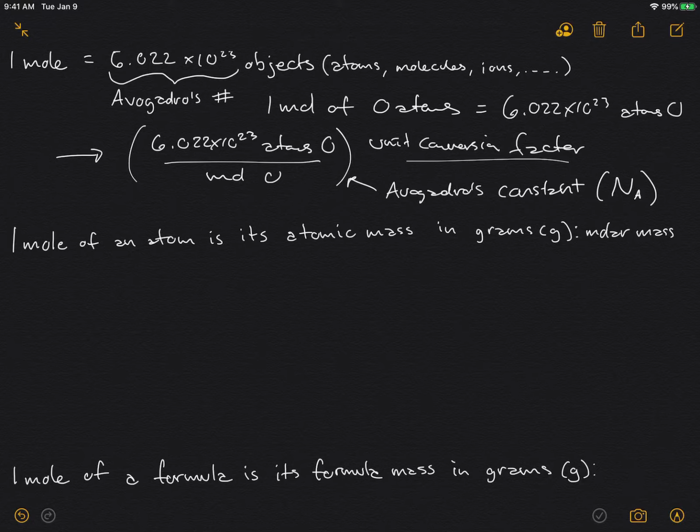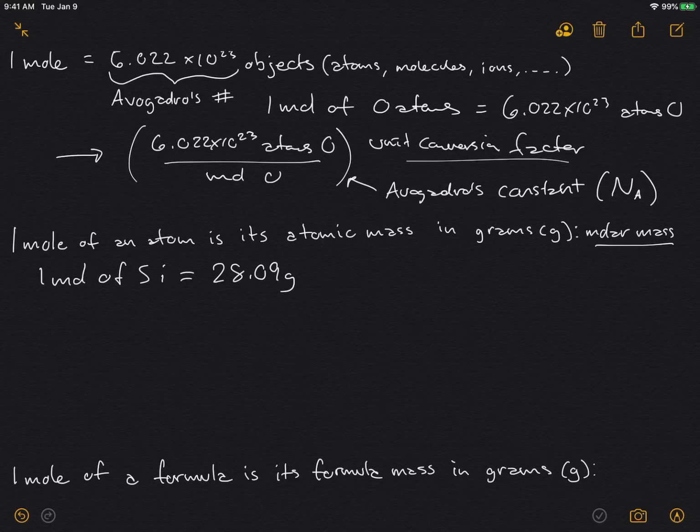So how do we use this? Well, 1 mole of an atom is its atomic mass in grams. And this is what we call the molar mass of an atom. So we may want to convert between grams and moles. So the molar mass of an atom is its atomic mass from the periodic table in grams. So we could say that 1 mole of silicon, if we look on the periodic table at the bottom of the square, it says 28.09 grams. So 1 mole of silicon is 28.09 grams.